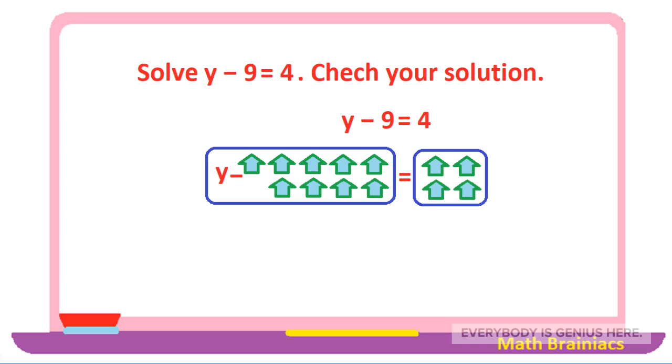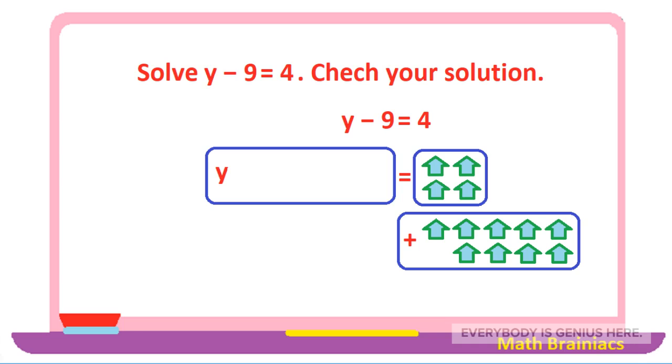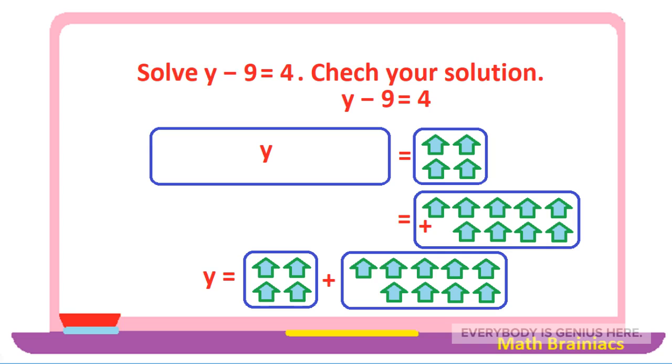We are going to use counters to represent the expression. Let us use counters to represent the numbers. And in this case, we're going to use the arrow. So, y minus 9 arrows is equal to 4 arrows. We are going to move the 9 arrows to the right side of the equation and change the negative symbol into positive. So, it will give us y is equal to 4 arrows plus 9 arrows.